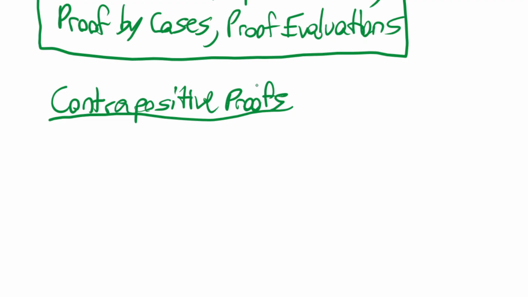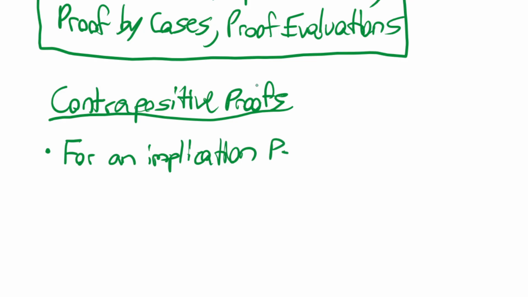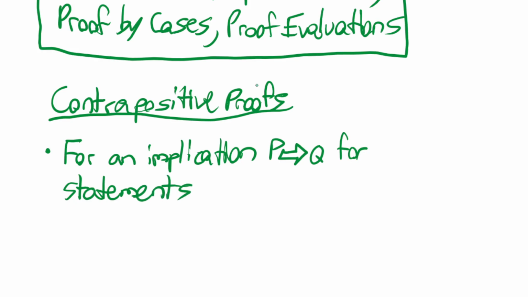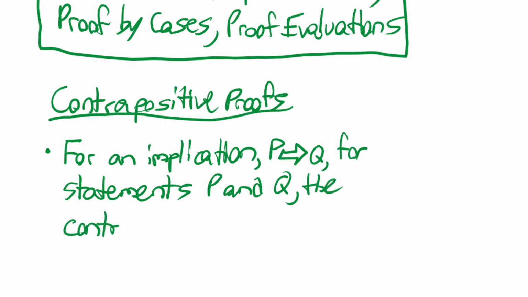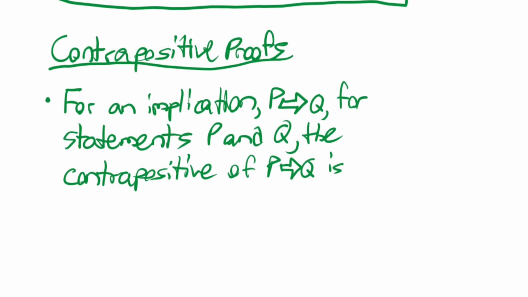So, what is a contrapositive proof? Well, for an implication, P implies Q. For statements P and Q, the contrapositive of P implies Q is not Q implies not P.